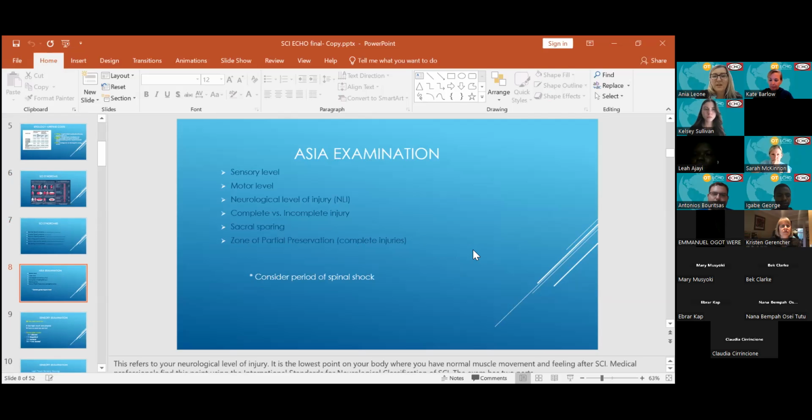Speaking of which, we will move over to the ASIA examination. ASIA, the American Spinal Cord Injury Association, is the standard for all practitioners to use when assessing a patient with spinal cord injury. In it, you will find that we test sensory and motor levels in order to determine the neurological level of injury, which is really what we're going to be working with. We do want to determine whether there is sacral sparing or a zone of partial preservation in complete injuries, but that's your Bible, your guide as to how to initially and accurately assess an individual with spinal cord injury.